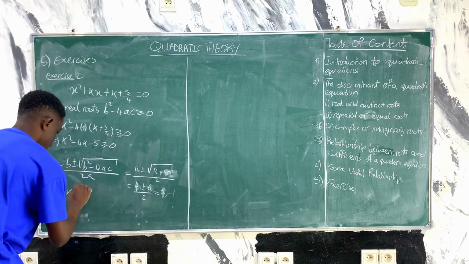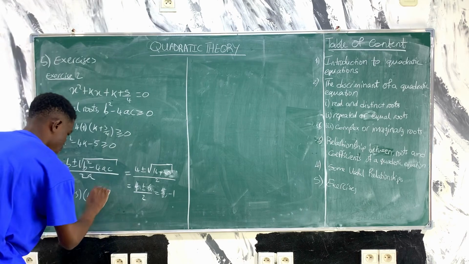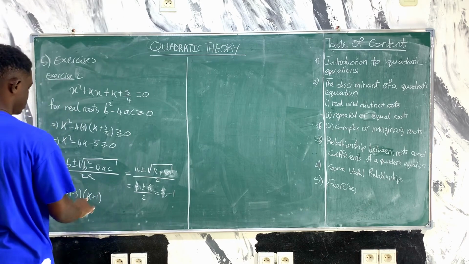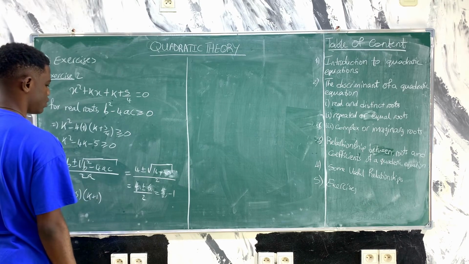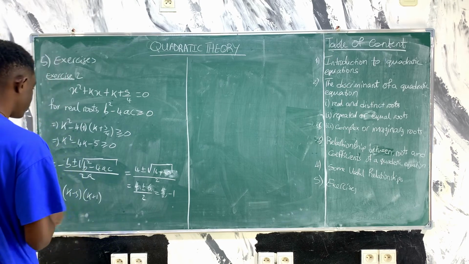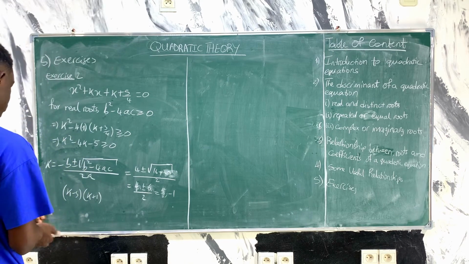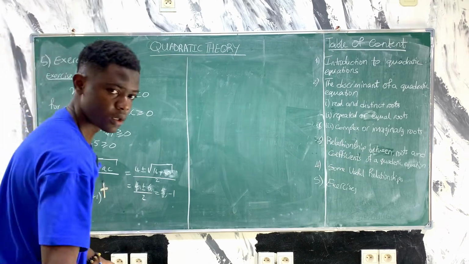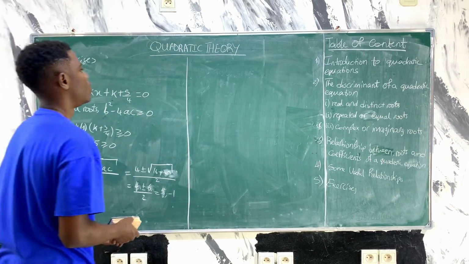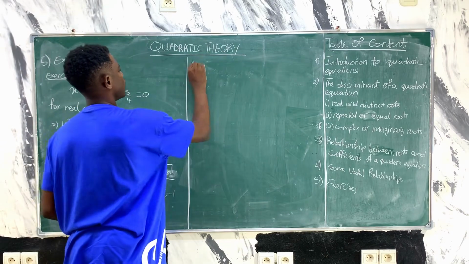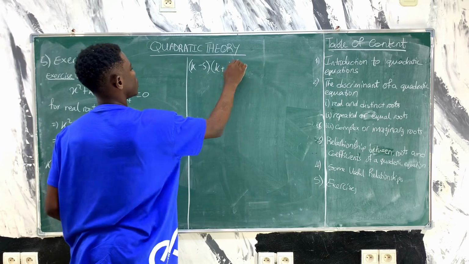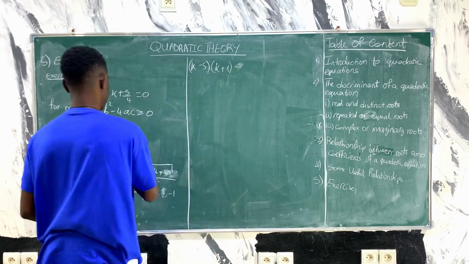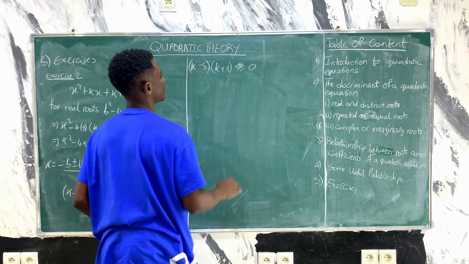So we have k squared minus 4k minus 5. With this factorization, we have k minus 5 times k plus 1 greater than or equal to 0.